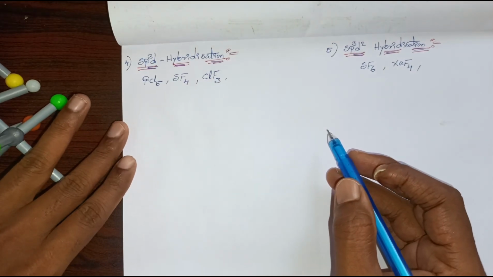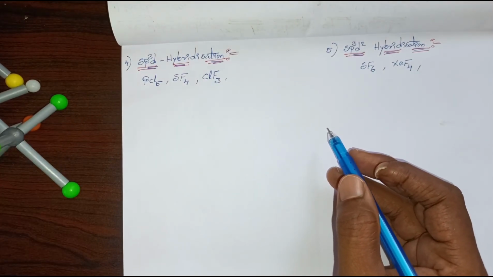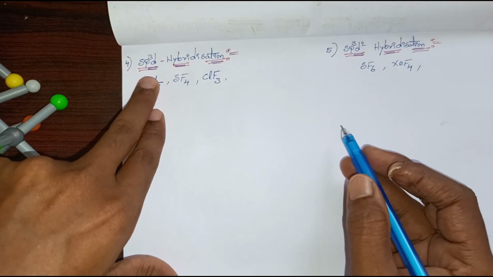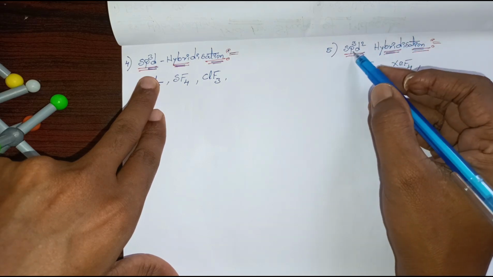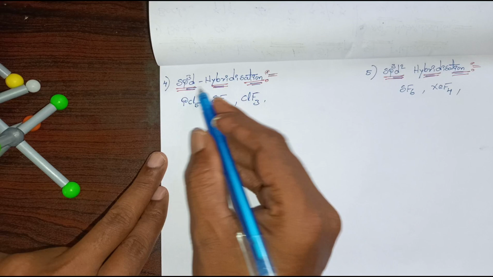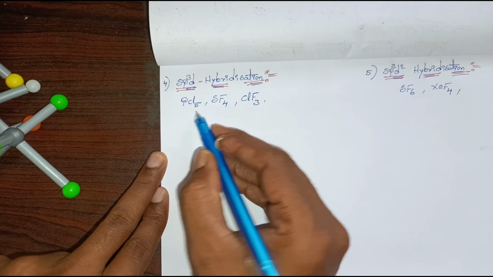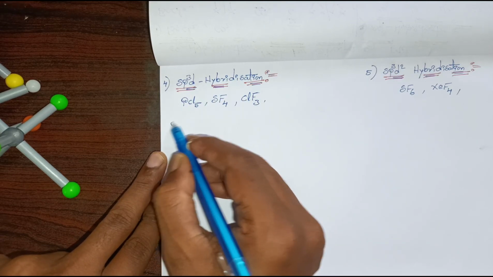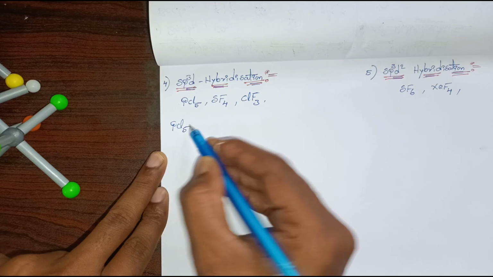Hello students, our next examples are sp3d hybridization and sp3d2 hybridization. Now look at sp3d hybridization. The first example is PCl5. What is the central atom here?